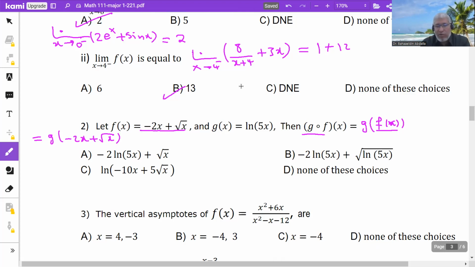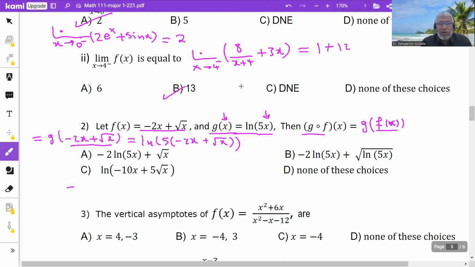Well, I need the definition of g of x. This is the definition of g of x. Well, x is replaced by this one, f of x. So I need to write the right-hand side and replace x also by the same function. So the answer would be ln 5 times, instead of x, I write negative 2x plus square root of x. This is always how we find g of something. g of 1, for example, would be ln 5 times 1. g of anything would be ln 5 times anything. So this would be the case.